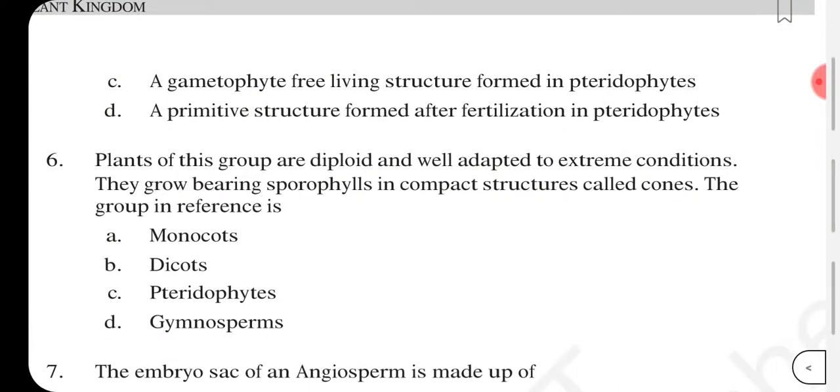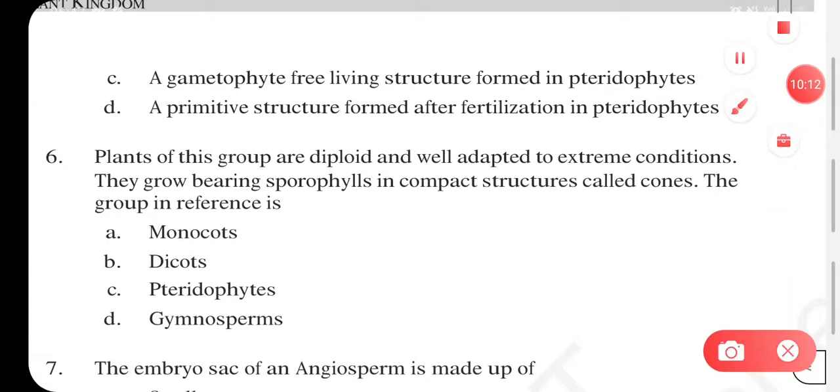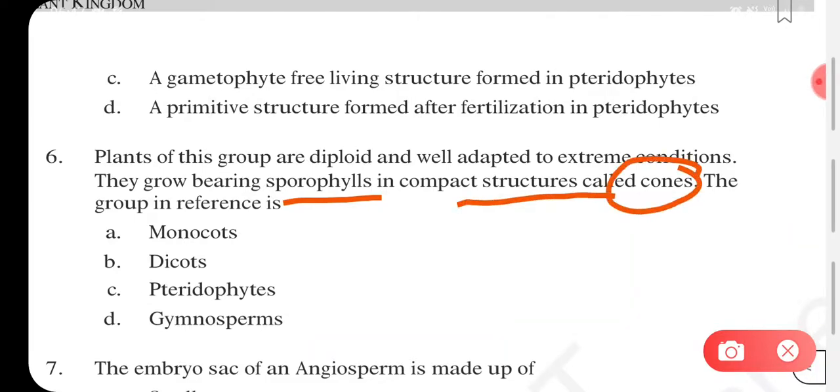It is given that the plants of this group are diploid and they are well adapted to extreme conditions. And they grow bearing sporophylls in compact structures called cones. Now here the main term is cones, and we see cones in case of gymnosperms. Though you have heard of the words cones or strobili in pteridophytes as well, here just see what is given. They are able to survive in extreme conditions, but this is not the case with pteridophytes. They cannot survive in extreme conditions.